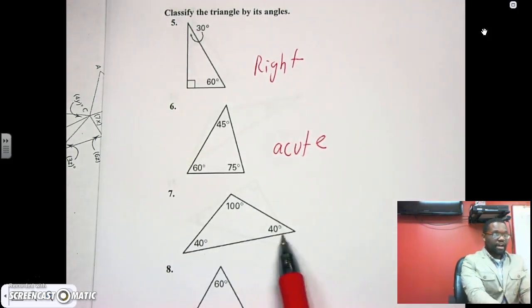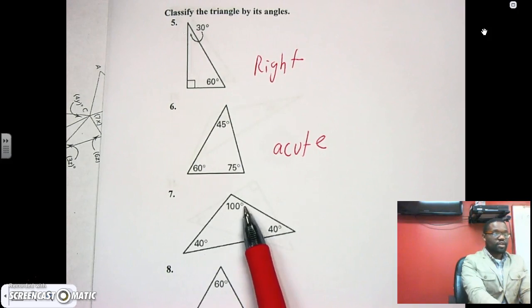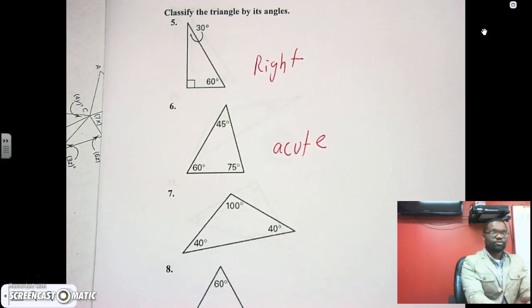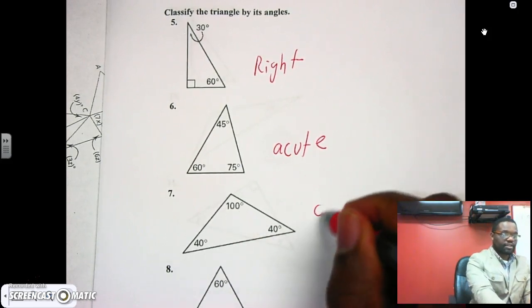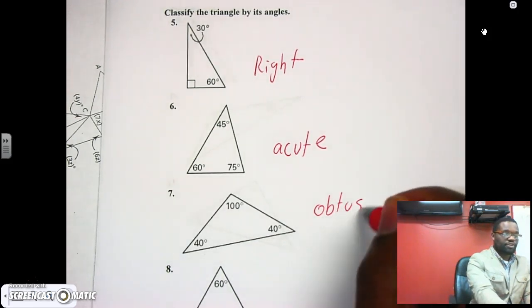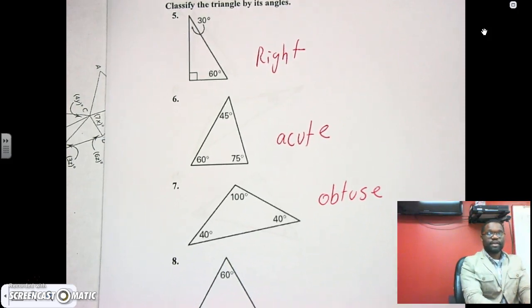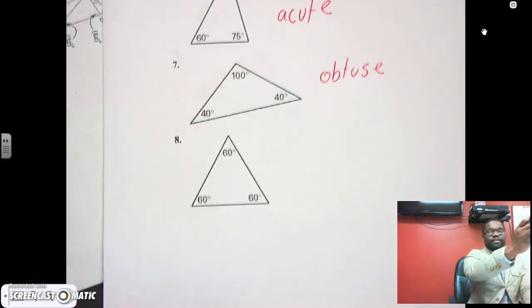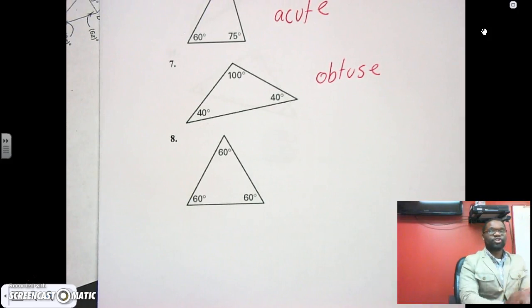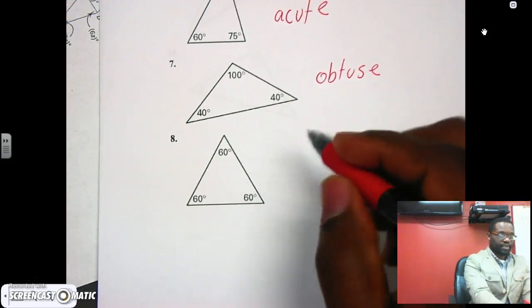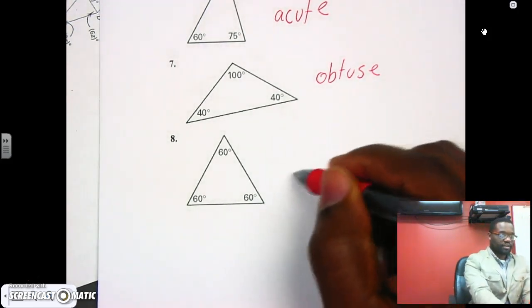This one here, I have two 40-degree angles and one 100-degree angle. What would this one be called? That's right, it would be called obtuse. Obtuse says you have at least one angle greater than 90 degrees. All right? And number 8 here, what would this one be? Should jump out at you. It is equiangular.